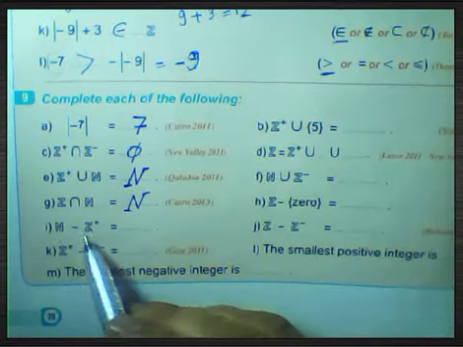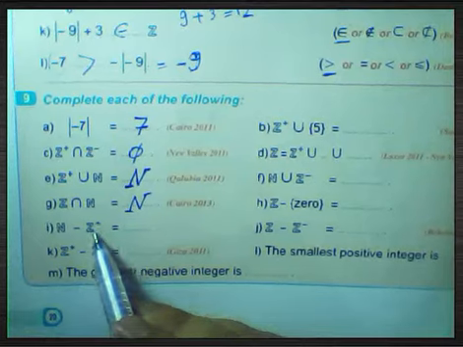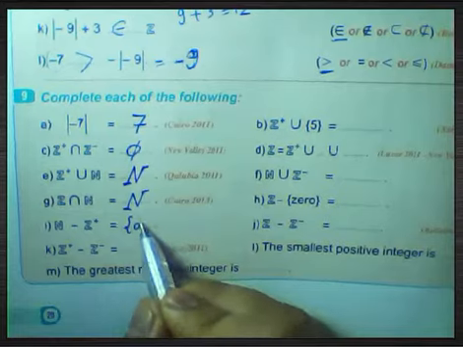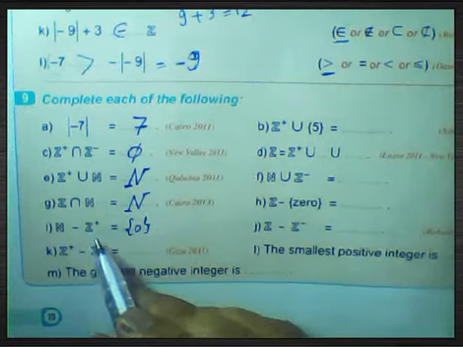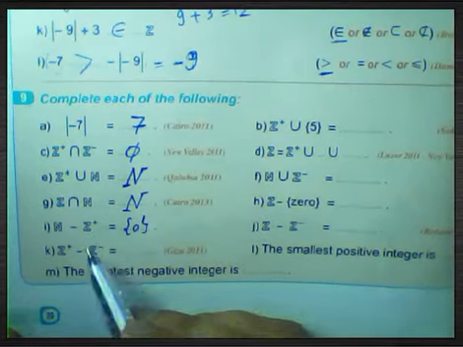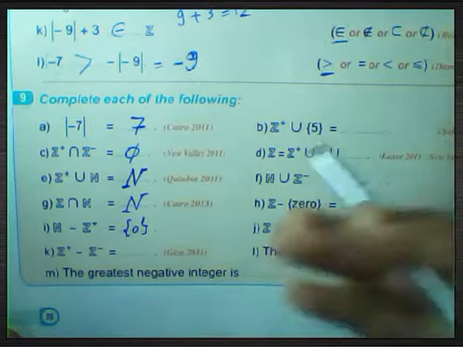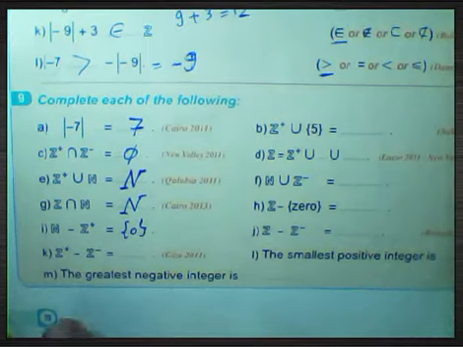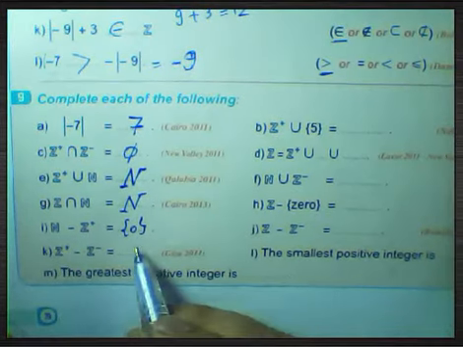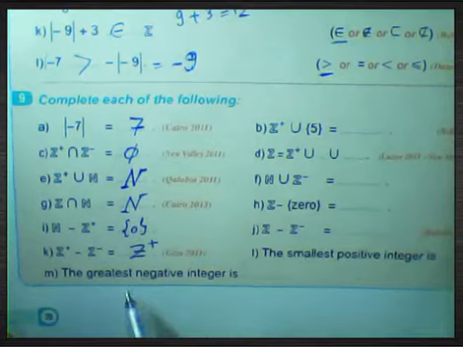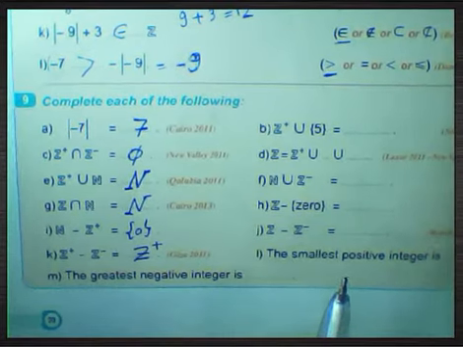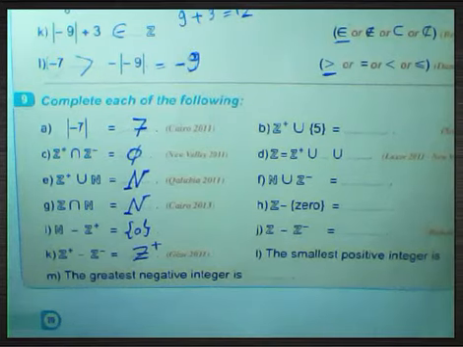N subtract Z positive. Z positive, we can cancel it from natural number. The result will be set of 0, because Z positive begins from 1, 2, 3 and so on. Z positive refers to count number. Z positive subtract Z negative, it will be Z positive, because we haven't any number that is positive and negative at the same time.